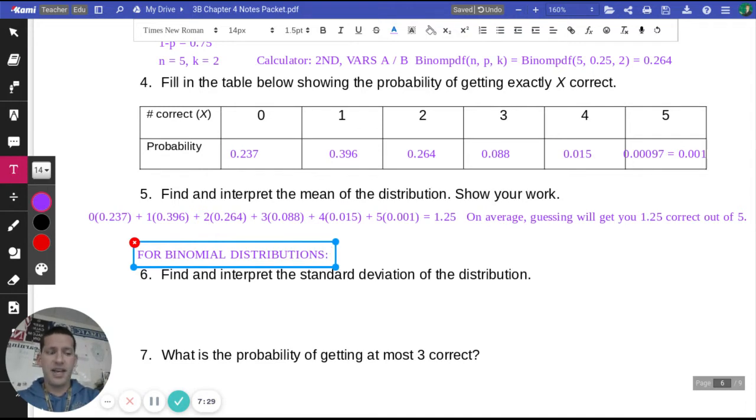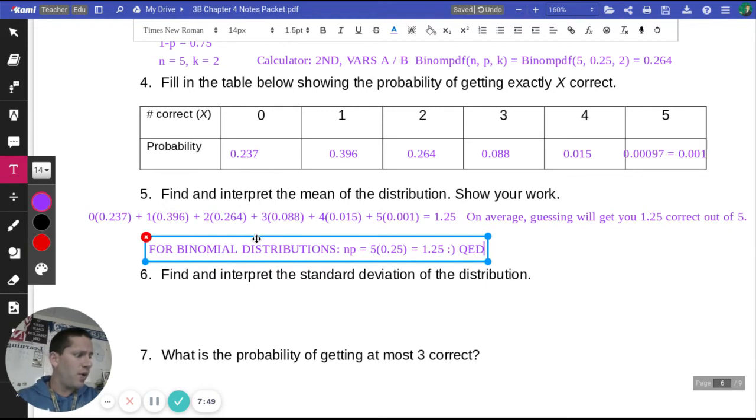We can just take n and multiply it by p. Let's double check and see if that gets us the same thing. So n, number of trials, there's 5 questions. Probability of getting 1 correct is 0.25, and that gives us 1.25. Oh my goodness, when you get to calculus, or pre-cal, you'll learn QED. That is way faster, way easier to do.